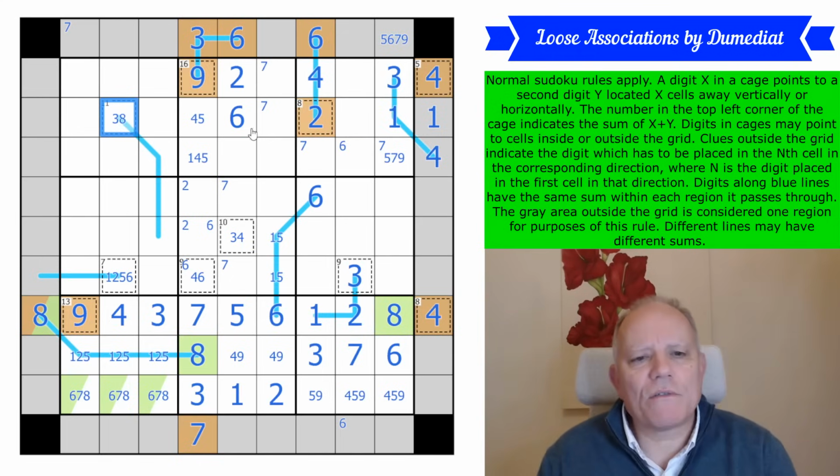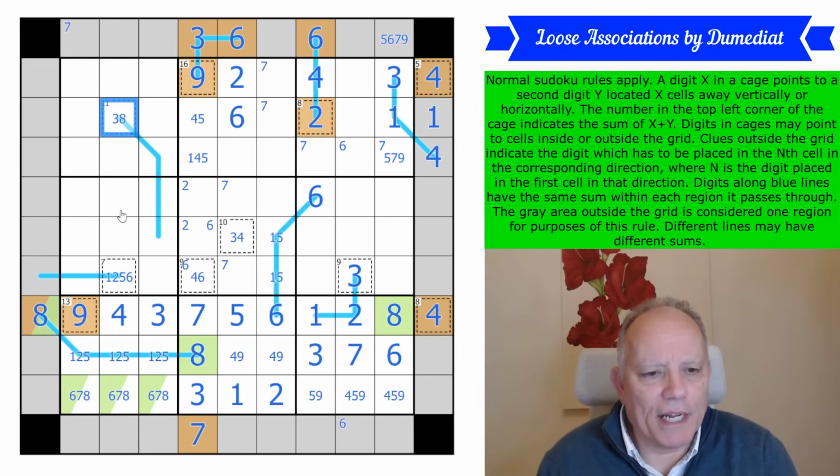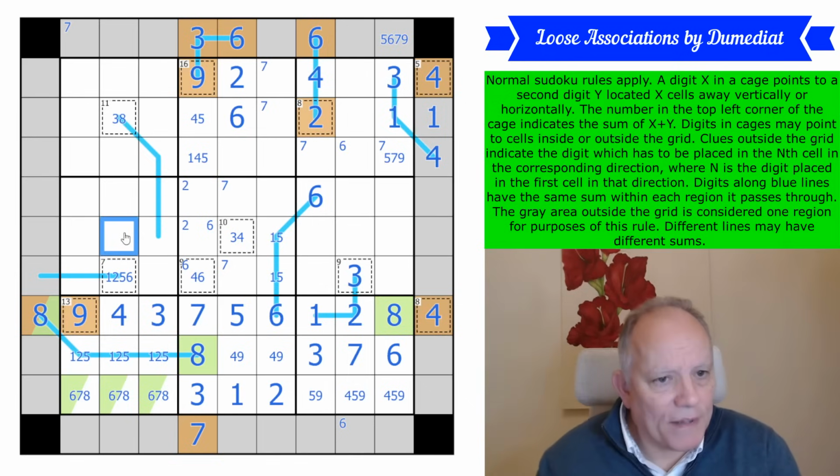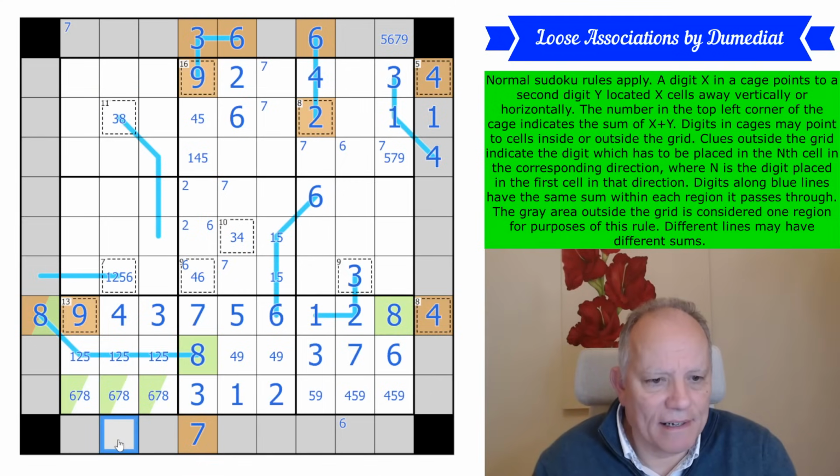If this is now, that's a 6. If this is a 3, its 8 is here. And if it's an 8, then its 3 is here. Now, let me figure that one out. If this is a 3, then there's an 8 here.